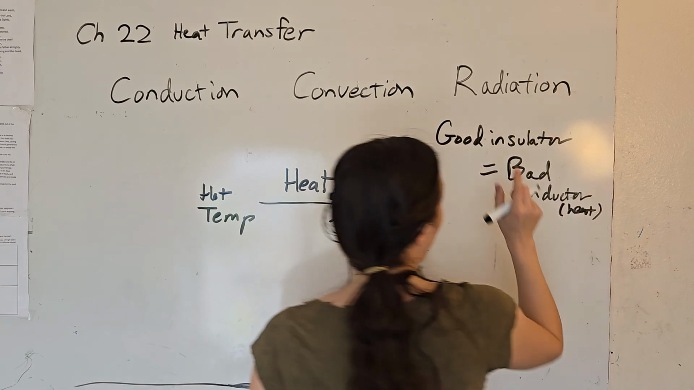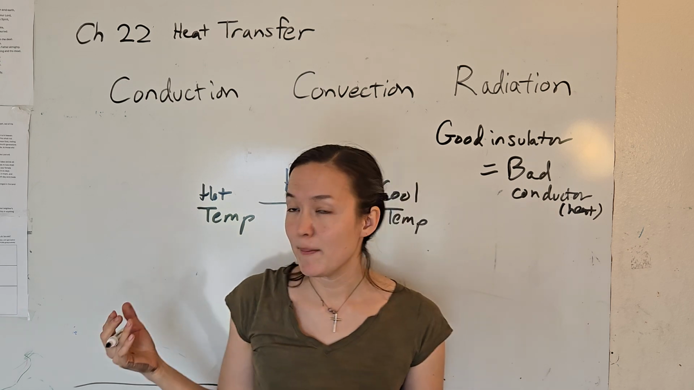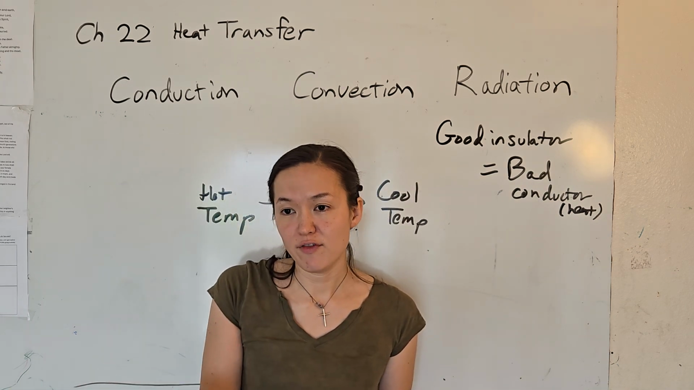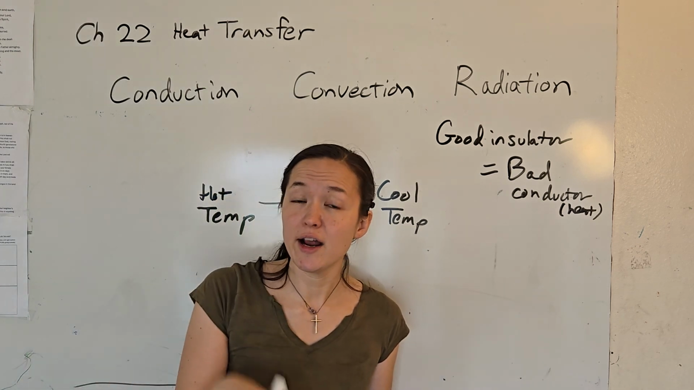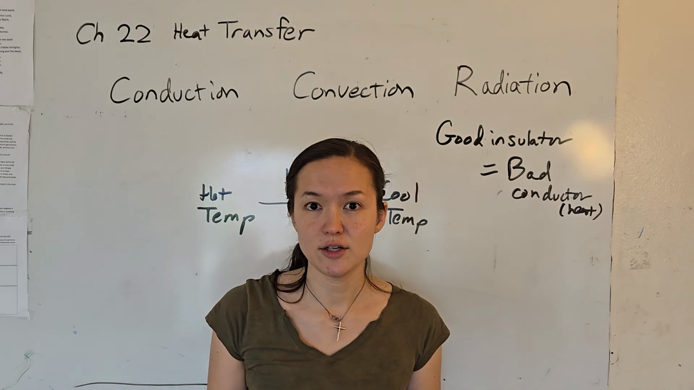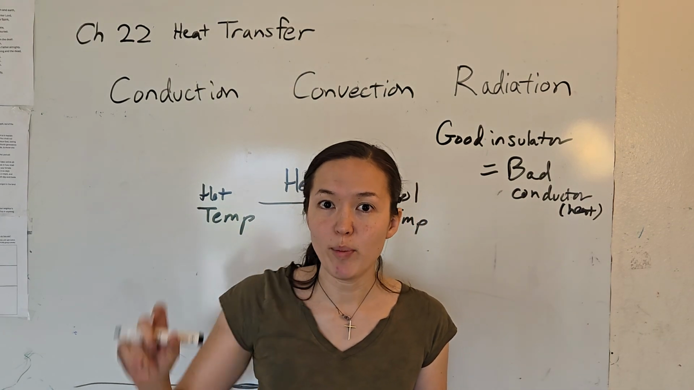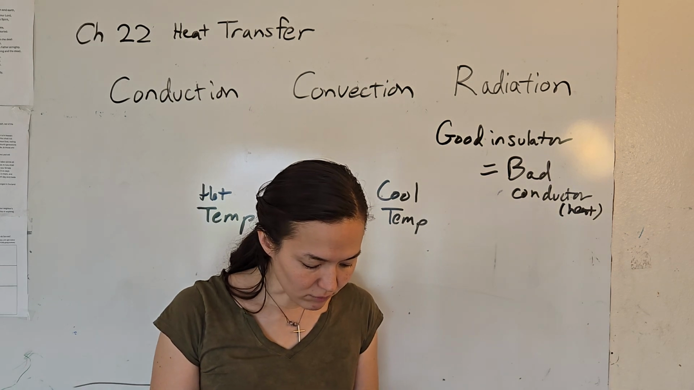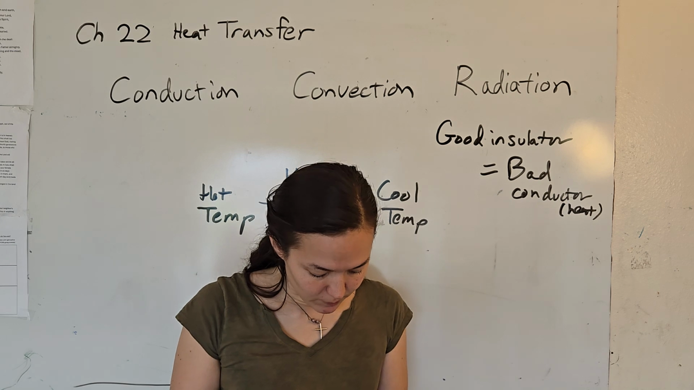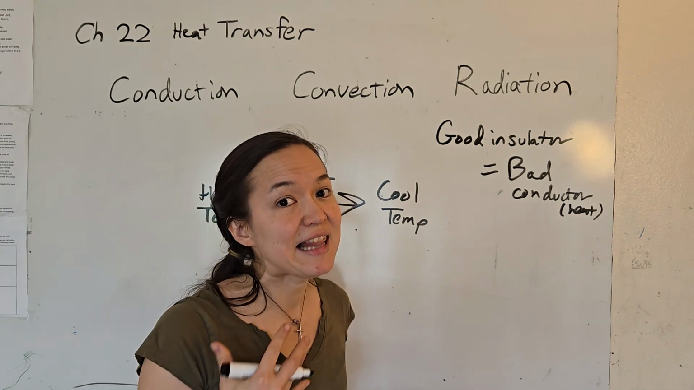And remember, a good conductor means a bad insulator. So remember, metal is a bad insulator. It's a wonderful conductor. Like a cotton fabric with all those air pockets. Remember, it's air. Air is a bad conductor and a wonderful insulator. So remember, a lot of our insulative materials, we try to hold pockets of air in it. Or even better, vacuum. But anyways. Okay, so insulation delays heat transfer.